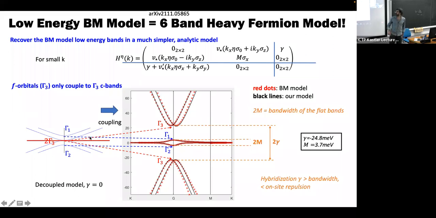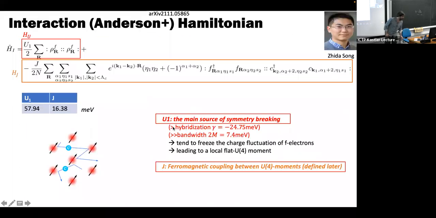You ask, how good is this model at reproducing the Bistritzer-MacDonald bands? Well, this is how good it is. You cannot see the difference in the energy scale that is relevant for the experimental physics. And this gamma term, you now immediately realize what it is: it is actually the gap between the flat bands and the dispersive bands.